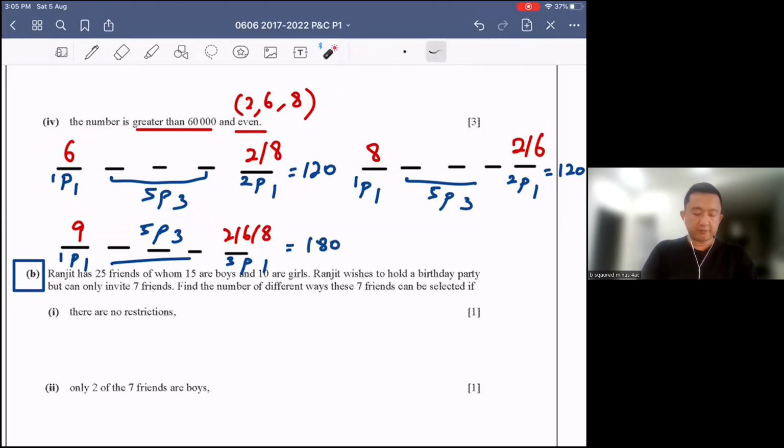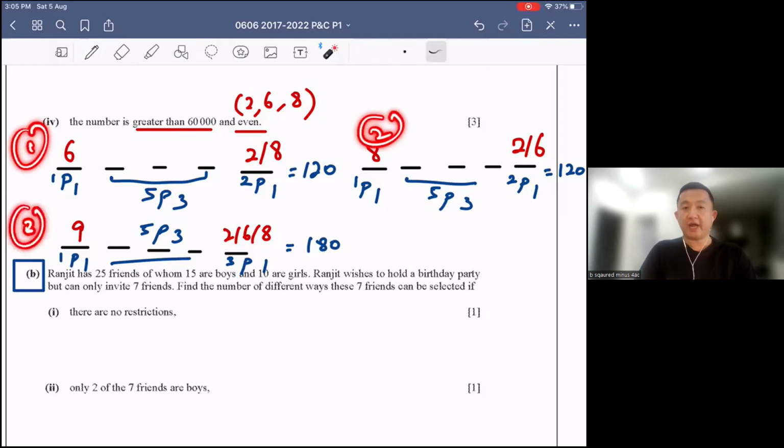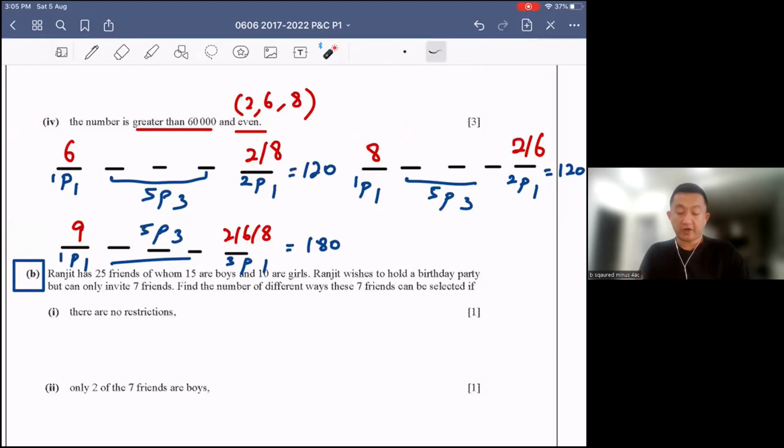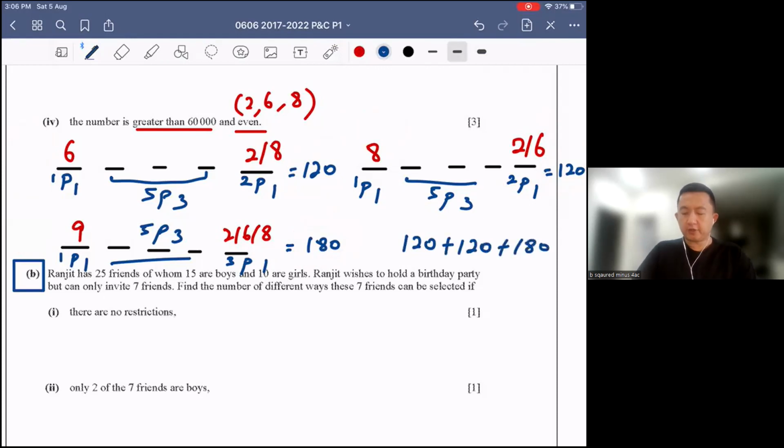So you have case 1, it could start from 6, case 2 start from 8, or case 3 start from 9, 3 different cases. So it's the case of being either one of them. It's either this one or this one or this one. When it's or, you add up together. 120 plus 120 plus 180. Remember this: when it is or, you don't know whether it's case 1, case 2, or case 3, you add up all the possible ways. That will give you 420. Am I right? Okay.